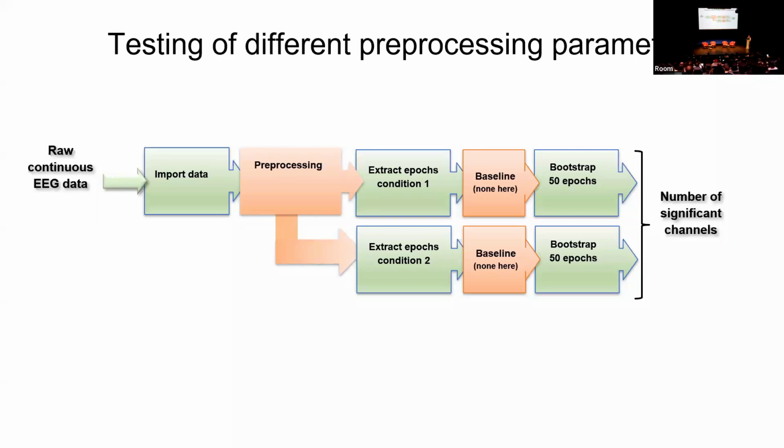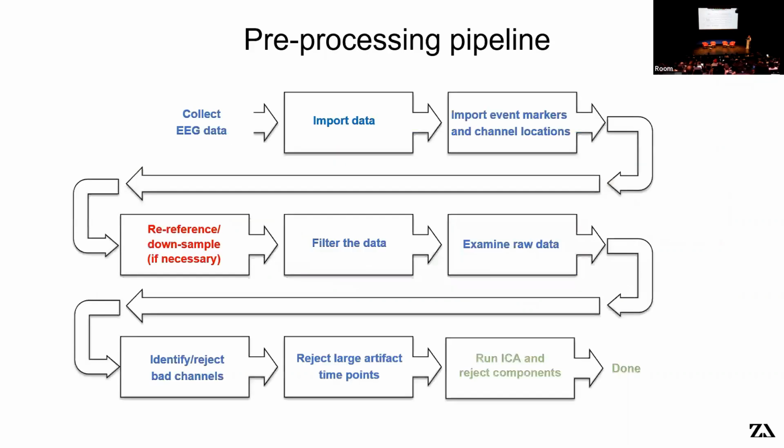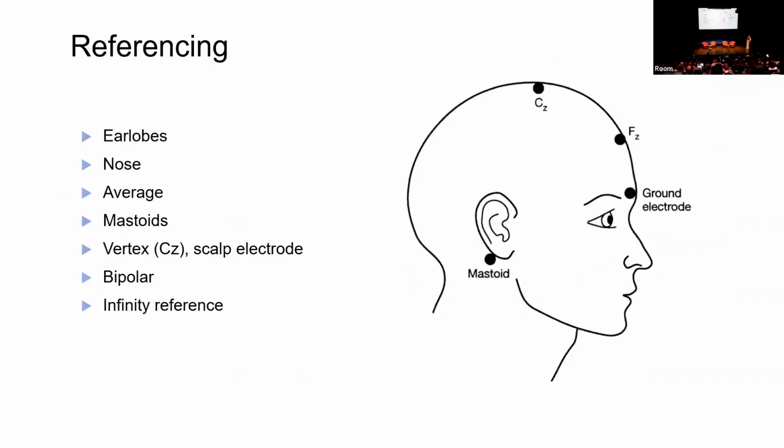And so I'm going to go through the different pre-processing steps and then show some outcomes of this analysis that Arno did. So let's go first to re-referencing and downsampling. When you reference your data, there are many different options. You can use earlobes, the nose, mastoids, or average reference, for example.